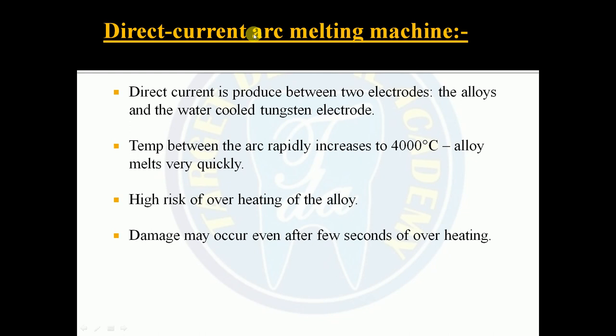Direct current melting machines: direct current is produced between two electrodes, the alloy and a water-cooled tungsten electrode. The temperature of the arc rapidly increases to 4000 degrees Celsius, in which the alloy melts quickly. There is a higher risk of overheating of the alloy, and damage may occur even after a few seconds of overheating.